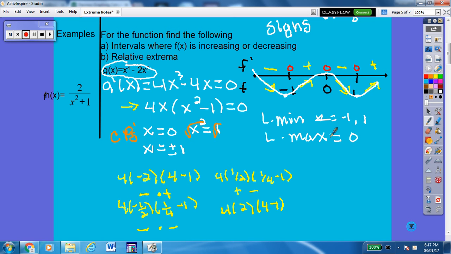Again, this is where the local max and local min are located. But if you want to actually know what the local max and local min y values are, you need to go back to the original and plug them in.